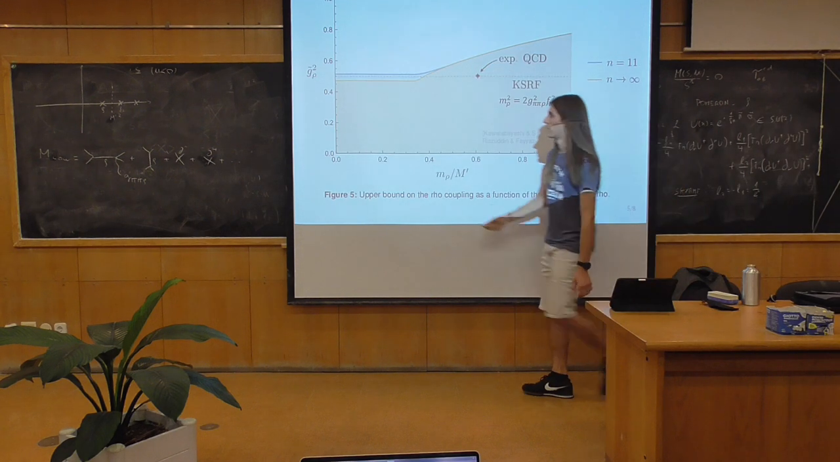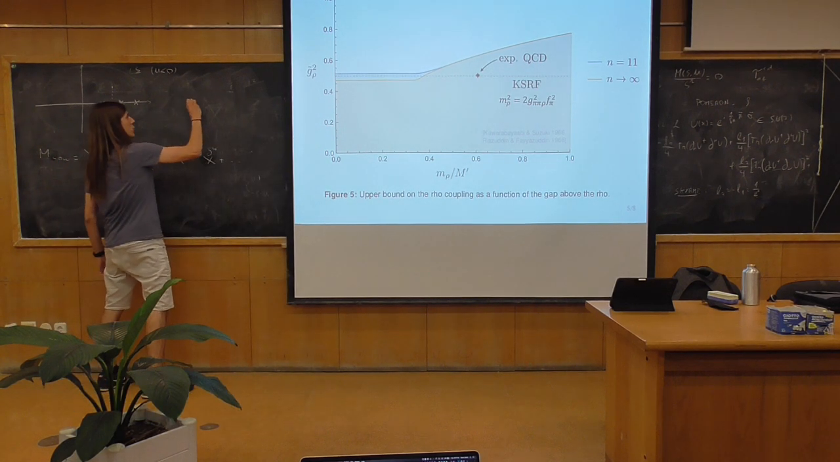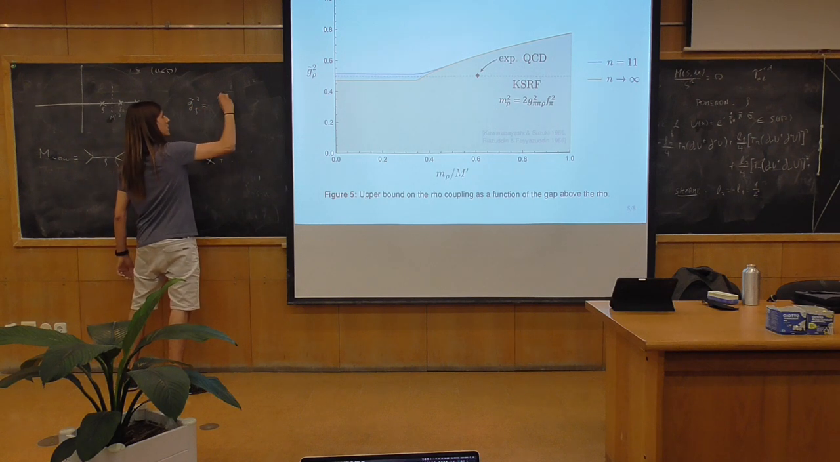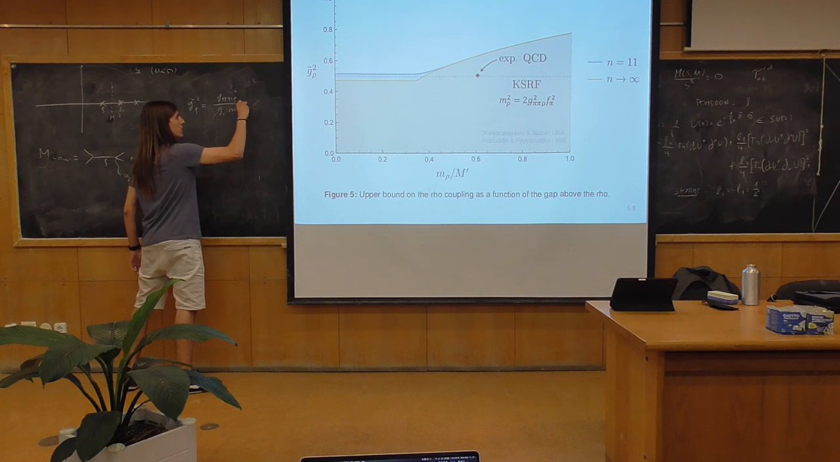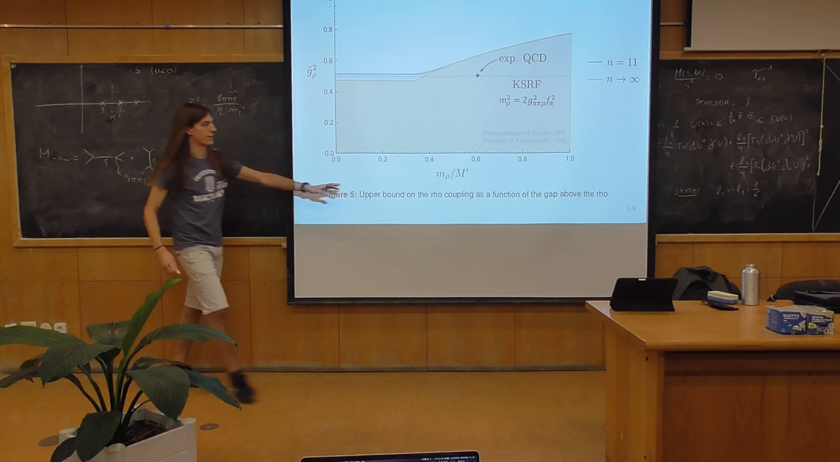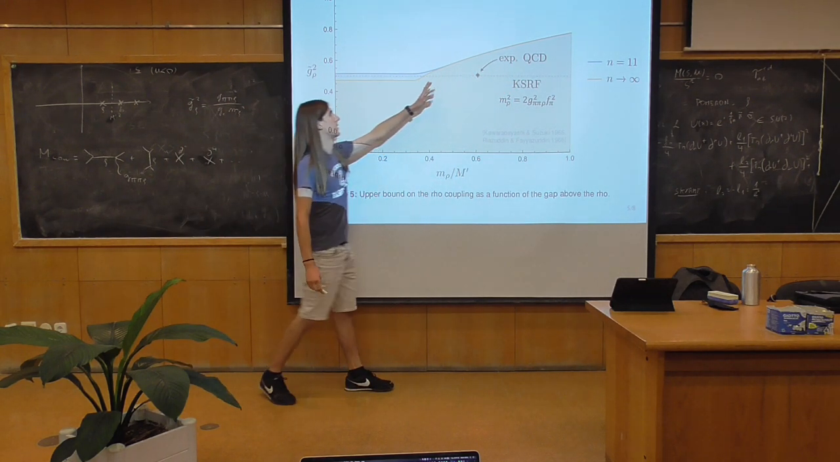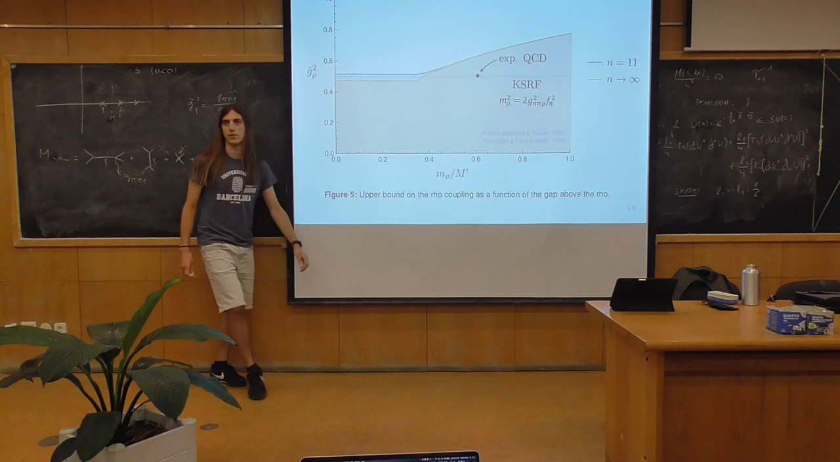And the other thing that I promised you was an upper bound on the rho coupling. So this is, again, a normalized ratio. So I have g rho squared, that is g pi pi rho squared, and I have to normalize also by f pi squared, which is 1, and then the mass of the rho squared. Okay, and I do this as a function of this gap above the rho, and there's a smooth curve, and when it's very large, it reaches a plateau. So we see some other features. The question is, what do these correspond to?